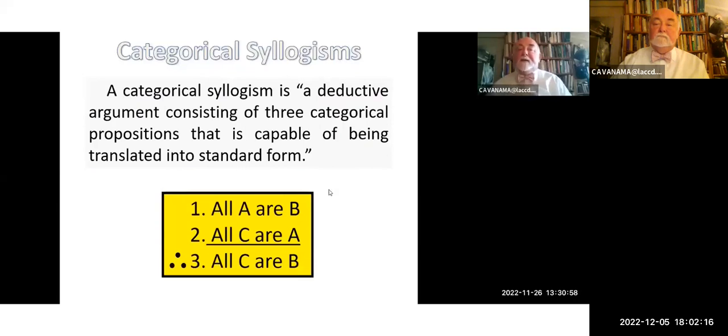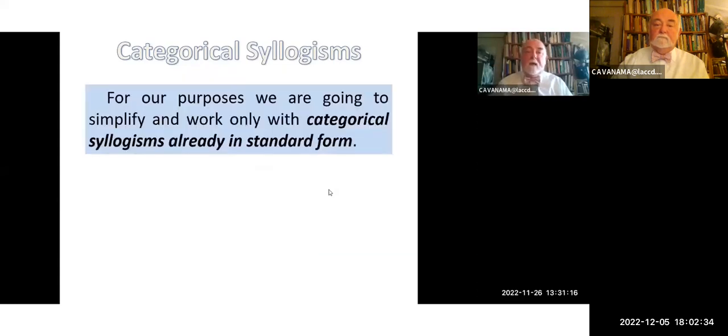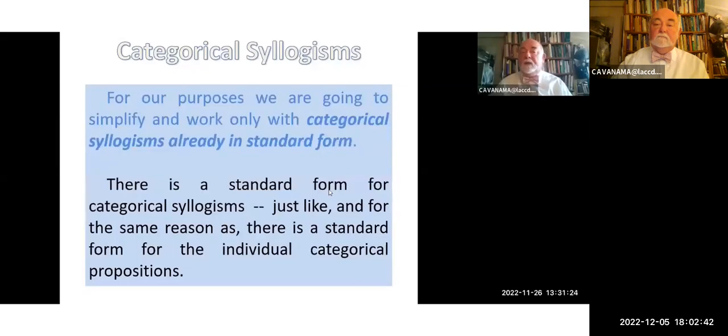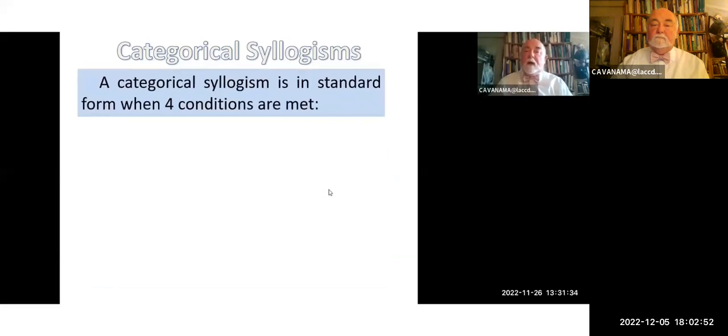All right, the categorical syllogism, what is it? It is a deductive argument consisting of 3 categorical propositions capable of being translated into standard form. So we know what standard form propositions are now. A standard form syllogism is simply a syllogism of, guess what, 3 standard form categorical propositions, rocket science. And we're going to work with categorical syllogisms in that form only. One could tweak it a bit if one wanted. There is a standard form for categorical syllogisms, for the same reason that there is a standard form for the individual categorical propositions.